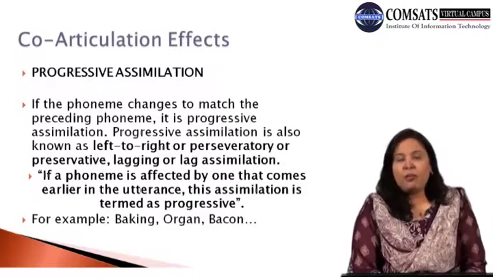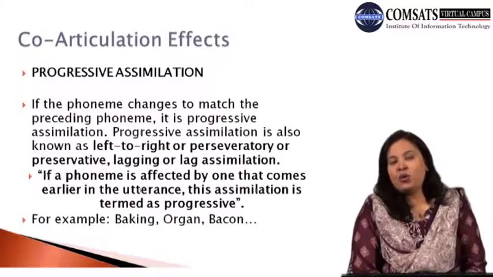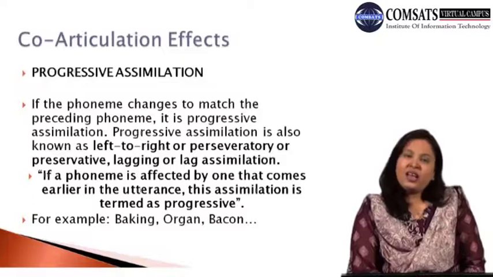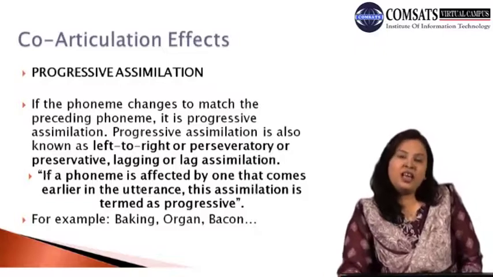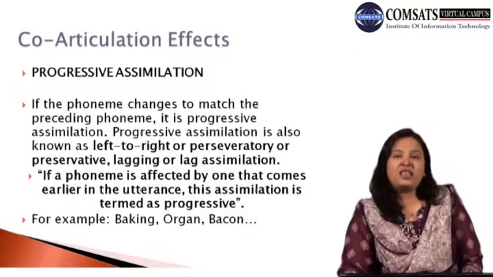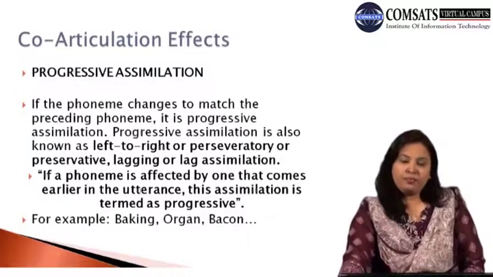Another example is bacon. Once again, the a sound that exists between ka and na, the schwa sound, is assimilated with the ka sound, the preceding vowel phoneme. So this sort of assimilation is known as progressive assimilation.